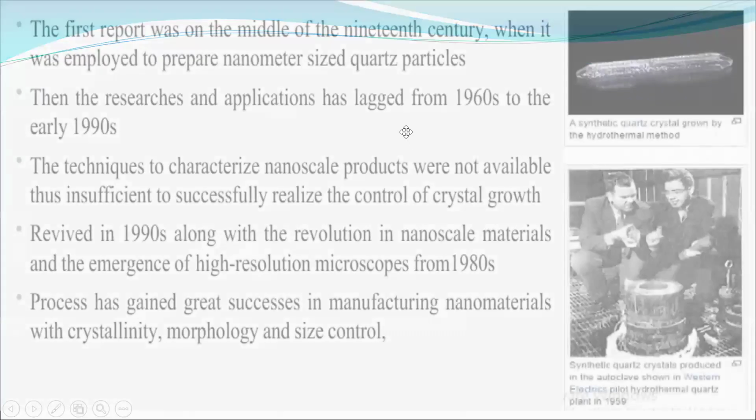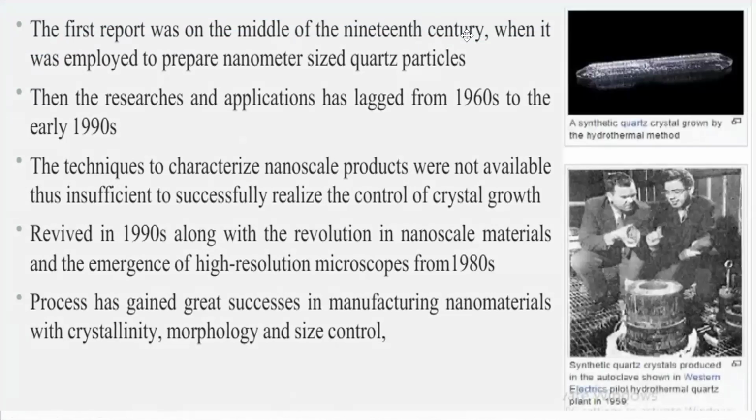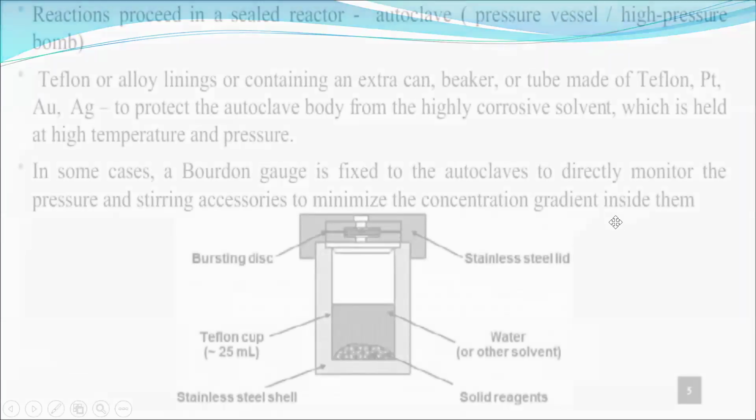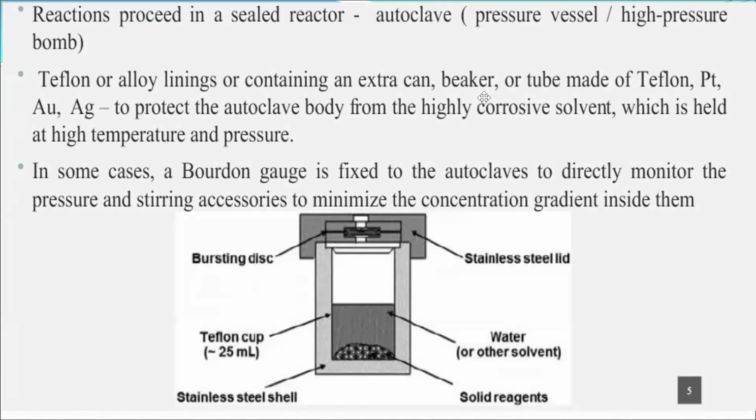Now coming to the first, generally, it started in 1960 actually, with an experiment by two people. The technique to characterize nanoscale products was not available at that time, which was insufficient to successfully realize control of crystal growth. The process has since gained great success in manufacturing nanomaterials with crystallinity, morphology and size control. And the reactions proceed in a sealed reactor autoclave.